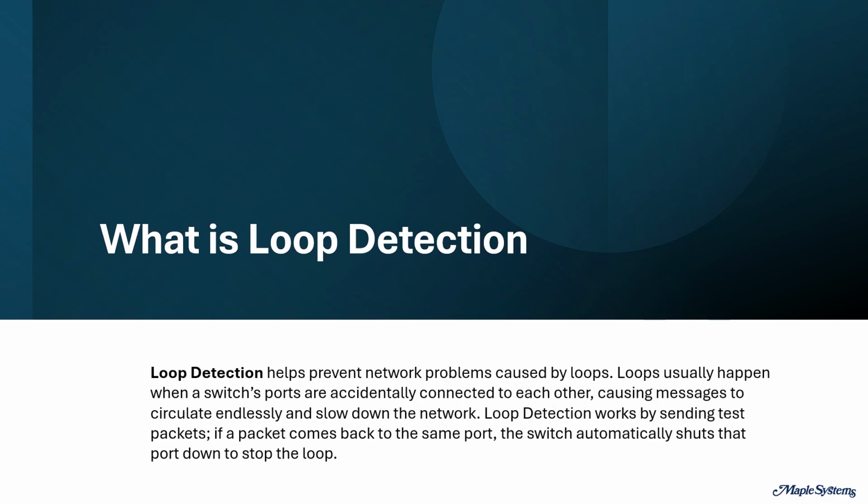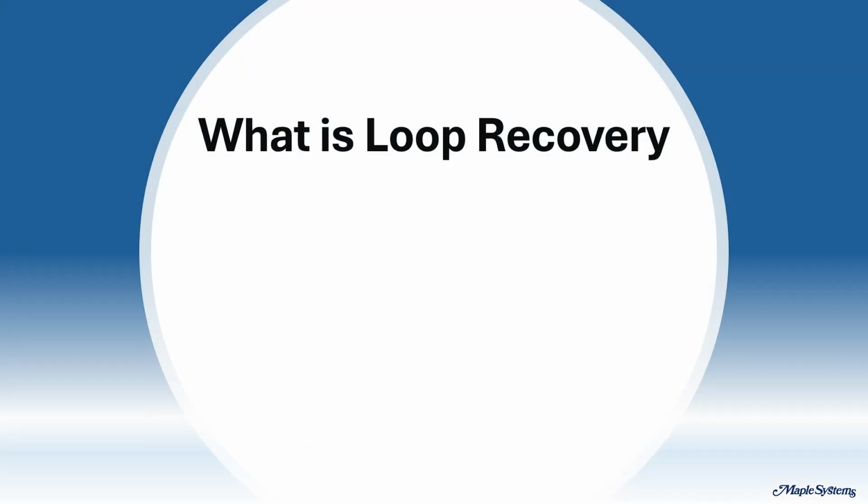Loop detection helps prevent network problems caused by loops. Loops usually happen when a switch's ports are accidentally connected to each other, causing messages to circulate endlessly and slow down the network. Loop detection works by sending test packets. If a packet comes back to the same port, the switch will automatically shut down that port to stop the loop. Now, it's important to understand what loop recovery is.